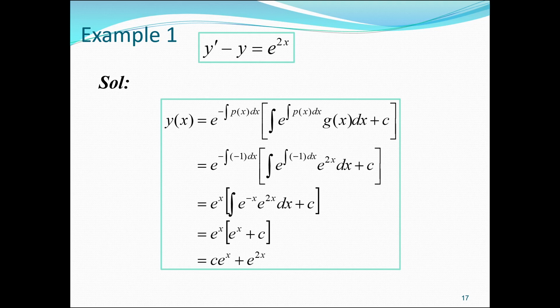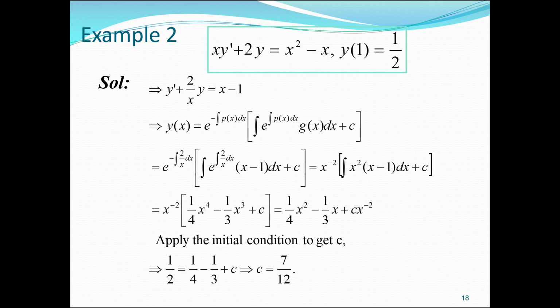Here y of x equal to e power minus integral p dx into integral e power integral p dx times g of x dx plus c. Here p of x equal to minus 1. Therefore e power minus of minus 1 into dx. So integrating, integral dx becomes x. Therefore e power x into integral e power minus x times e power 2x dx plus c. So multiplying with e power x we get y of x equal to c into e power x plus e power 2x.